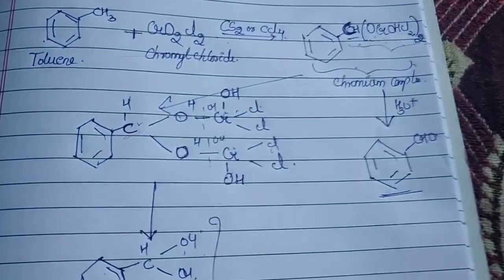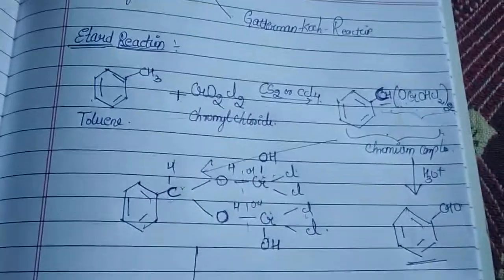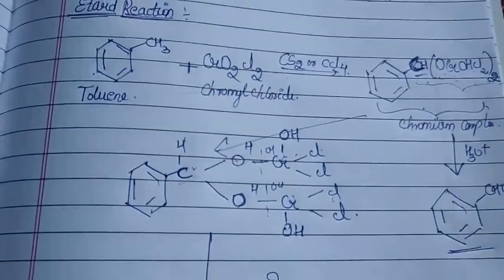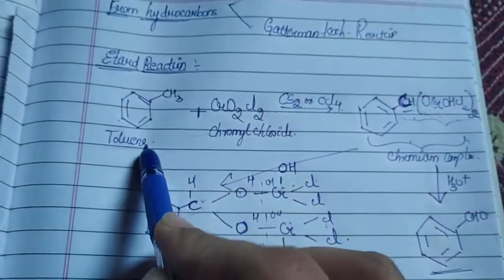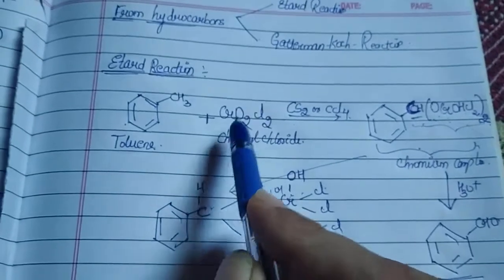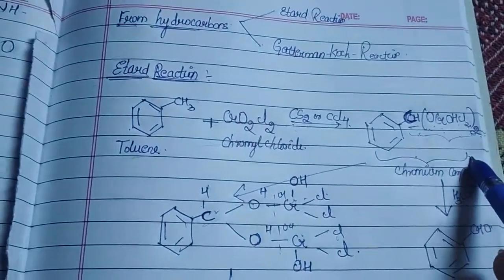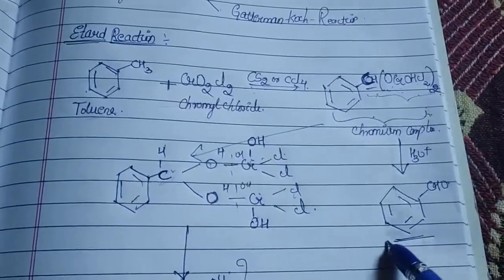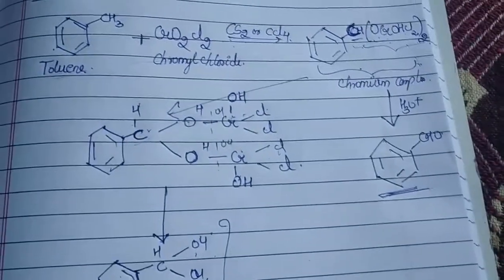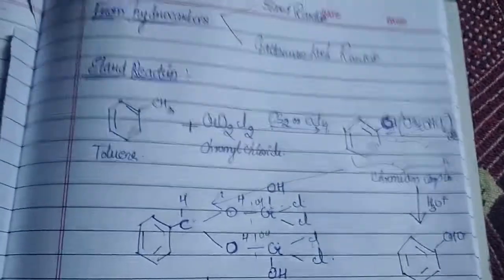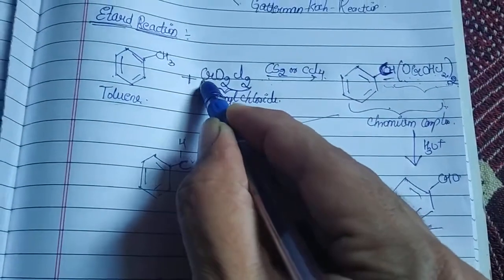Is that clear? So this is called what? Etard reaction. First, anybody will ask you, right? Give a brief note on Etard reaction. So what you can see, it's a reaction which involves toluene treated with chromyl chloride in the presence of carbon disulfide or carbon tetrachloride, giving us the chromium complex, which upon acid hydrolysis gives us benzaldehyde. Is that clear? So this reaction is called the Etard reaction.